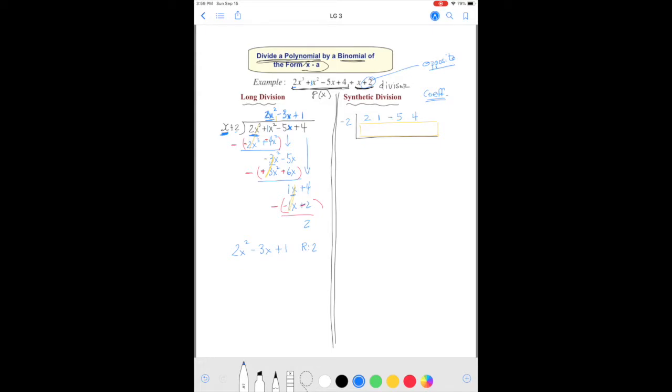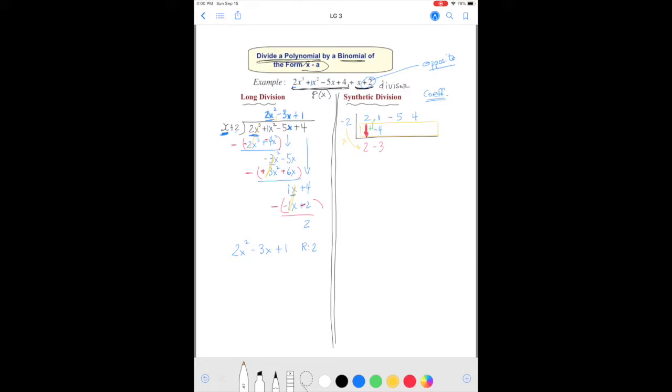All right, so here's the procedure now. The first thing is this 2 right here, it just comes down. So 2 goes there. Now you're going to take this and multiply. We get -2 times 2 is -4. Then we're going to add these. So we have 1 plus -4 is -3.